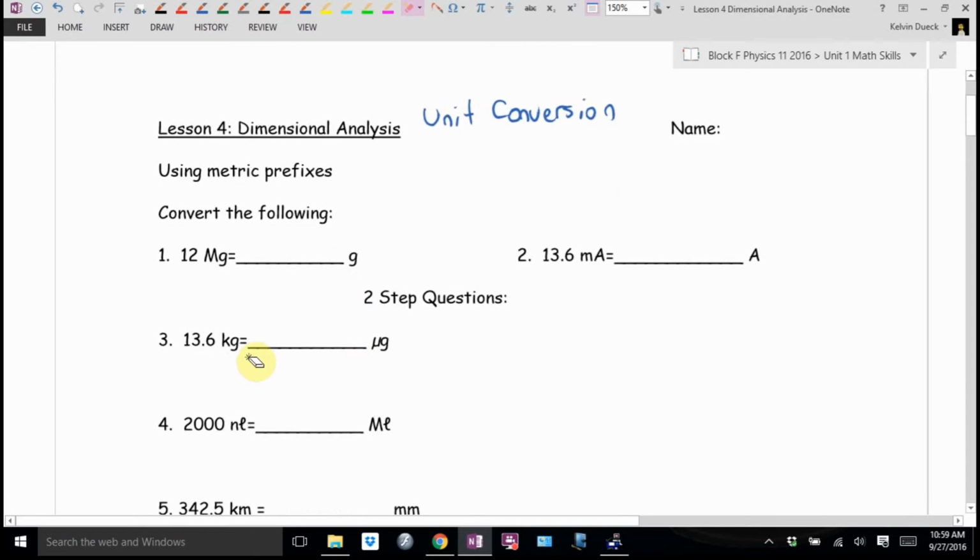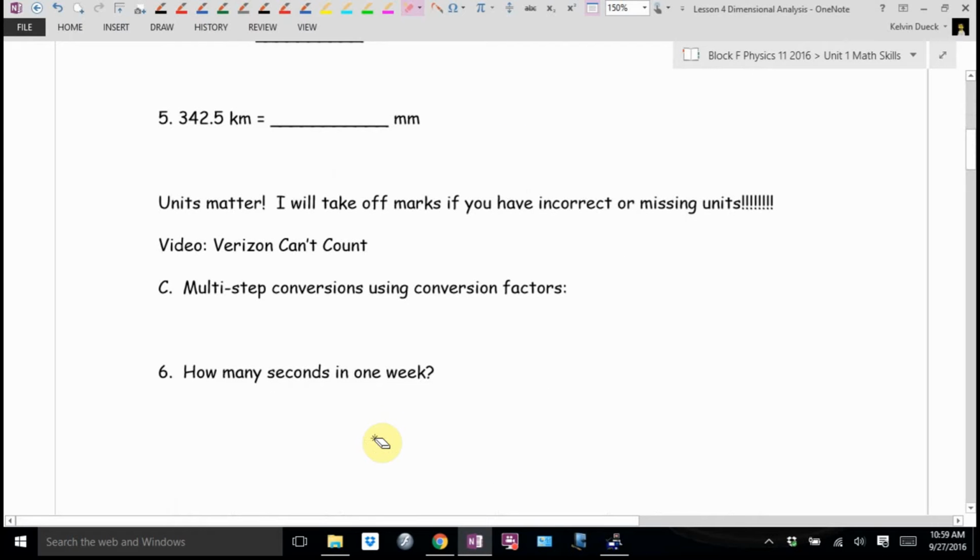Two-step conversions are where you're going from one metric prefix to another metric prefix. 2 steps. And then we'll go into multi-step chains.